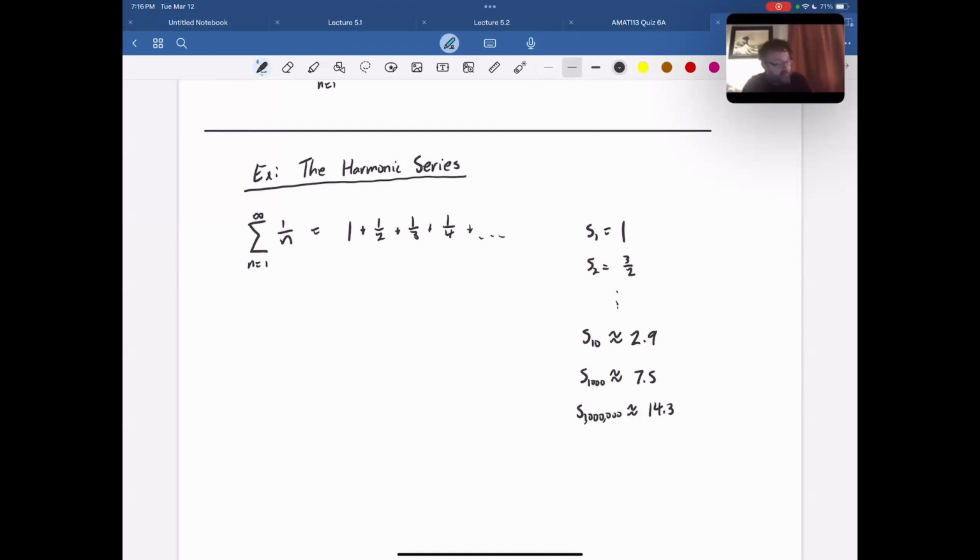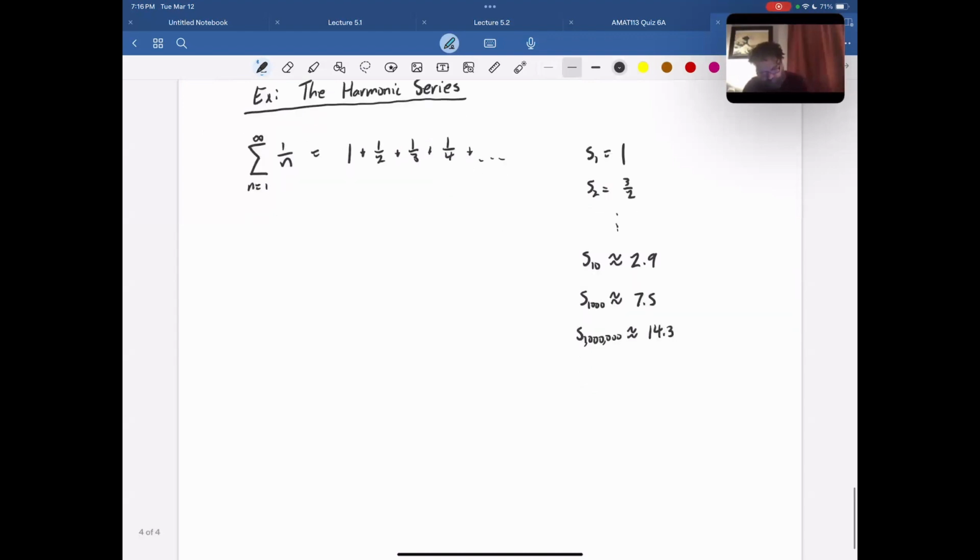And yet I claim that it diverges. Right? And how can I make such a claim? It's because we can find a subsequence of the kth partial sums that does diverge, and it's a little more obvious that it diverges. So I say, why does this diverge?